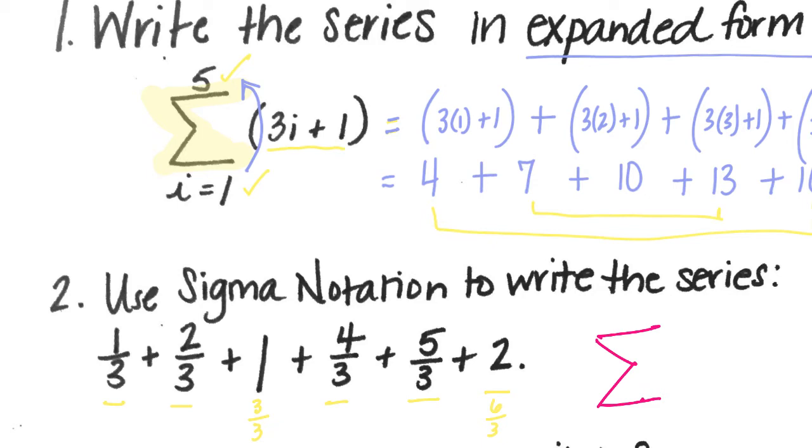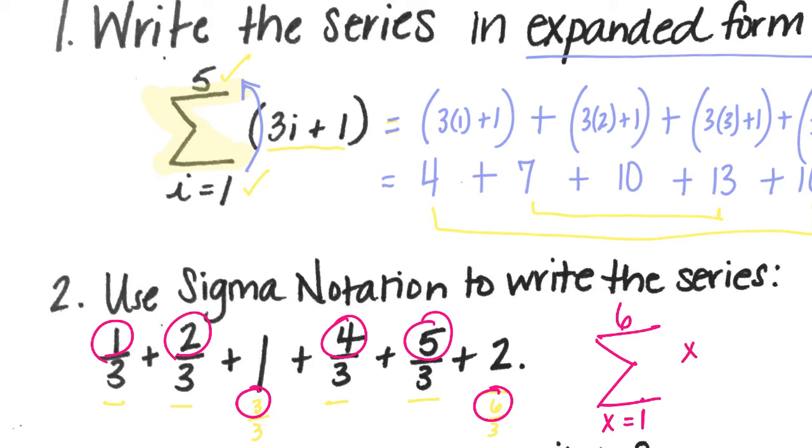So I know if we went from 1 to 2 to 3 to 4 to 5 to 6, that my upper limit is 6. And I'll just say that my lower limit is 1. I'm going to use x as my variable this time because you guys like x. So what's happening here? What am I doing with x? Notice all of them have a common thing of being divided by 3. So I'm just going to put x divided by 3.